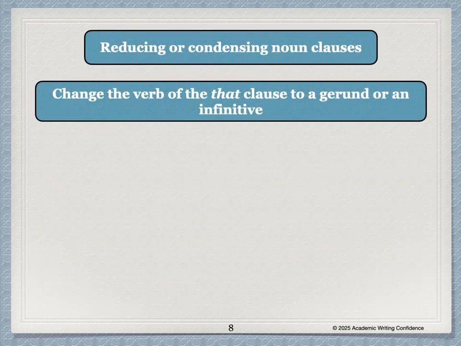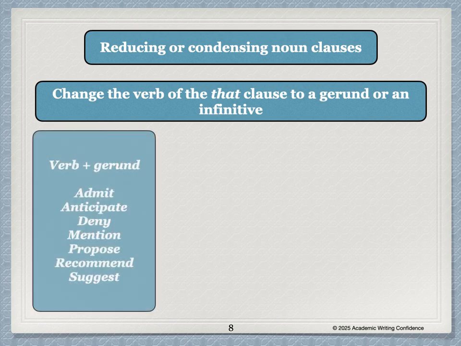So when we decide that we do want to reduce a that clause, there are a few things that we need to do. We need to change the verb of the that clause to a gerund or an infinitive. Knowing a few verbs that have a gerund form can be helpful. There are some common verbs that always take a gerund after them. For example, they admit looking, they deny seeing, they recommend going. These words always take a gerund after them.